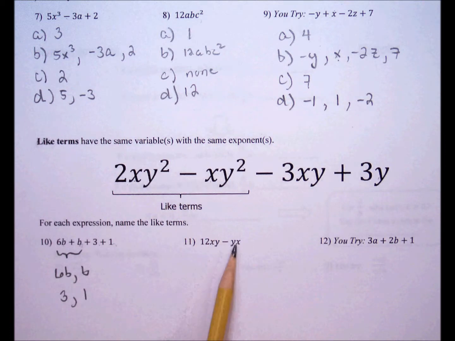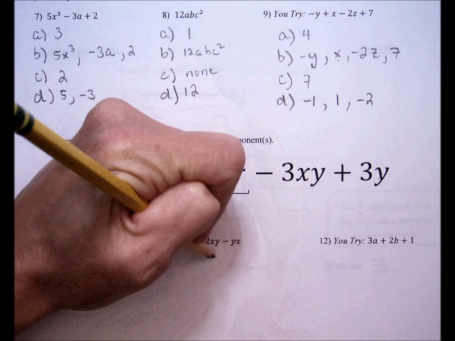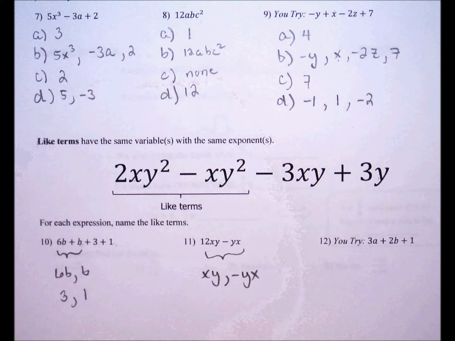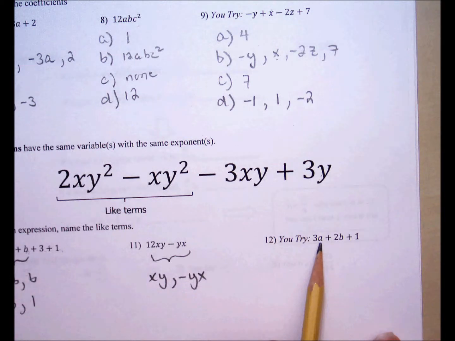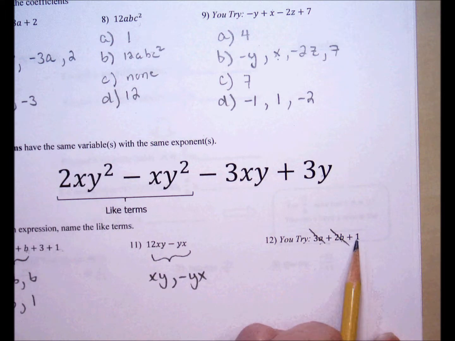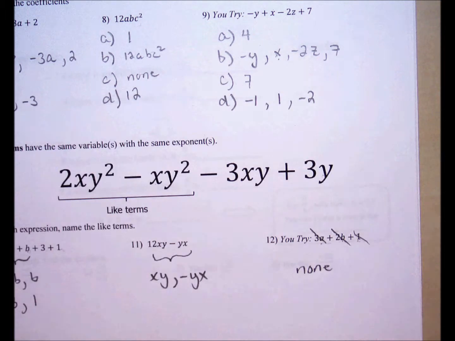Now what about this one? We have 12xy minus yx. Are those like terms? They don't look the same. Oh, but wait a second. Both have a y and both have an x. And the x and y have the same power in both. And we know that multiplication is commutative, so really this is the same as subtracting xy. So those are like terms. Same variable, same exponents. xy and negative yx are like terms. Okay, go ahead and pause so that you can do the you try. All right, let's take a look at this.